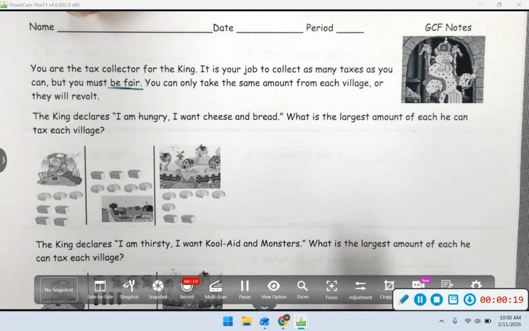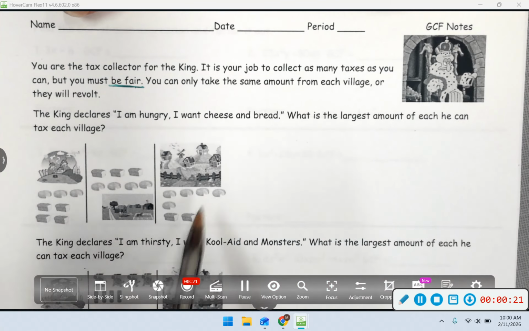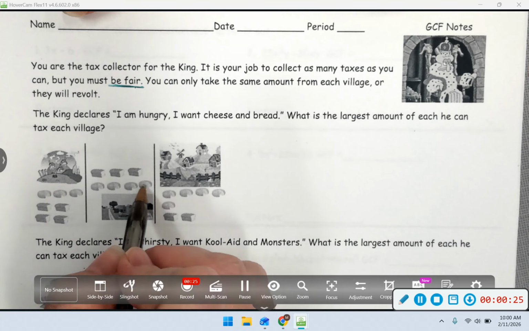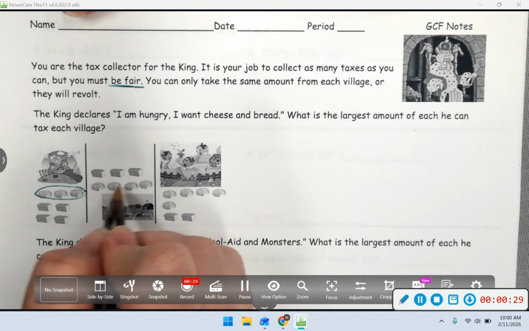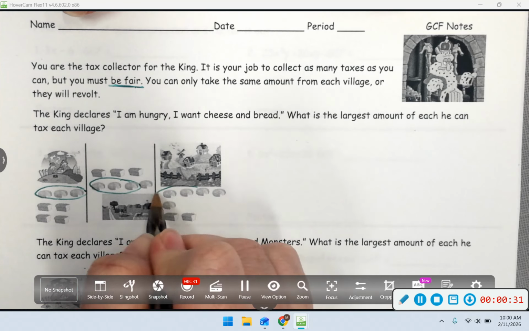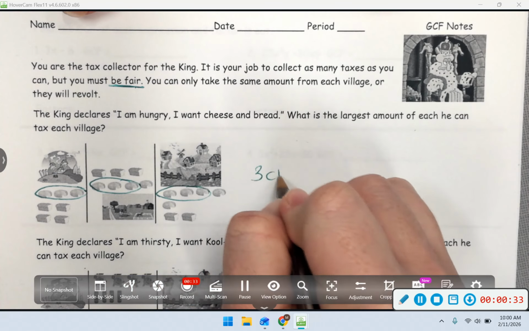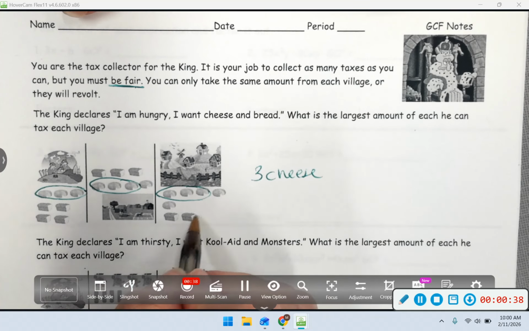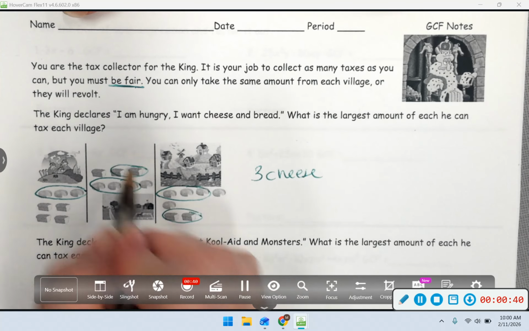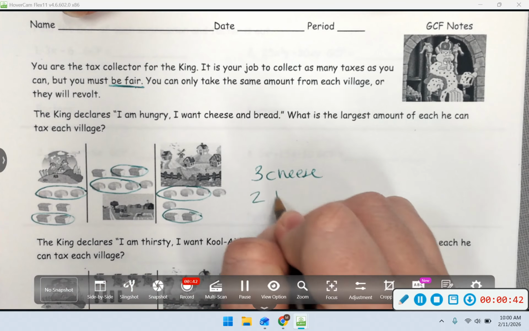The king declares, I'm hungry. I want cheese and bread. So we look here. This is what the villages have. 3 different villages. This one has 3 cheeses, 4 cheeses, 5 cheeses. So I can only take 3 from each because this one only has 3. This one has 4 breads, 3 breads, 2 breads, so I can only take 2 breads from each to be fair.